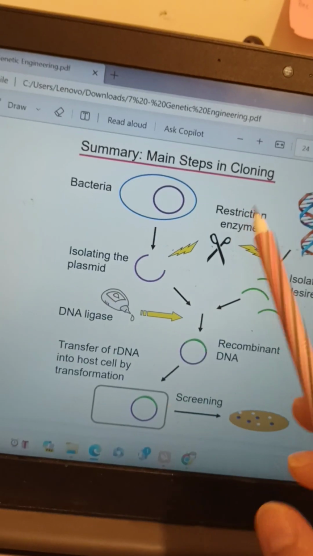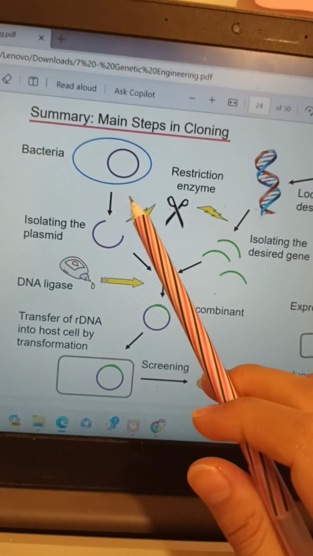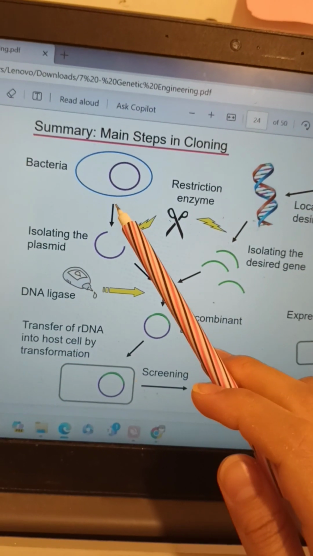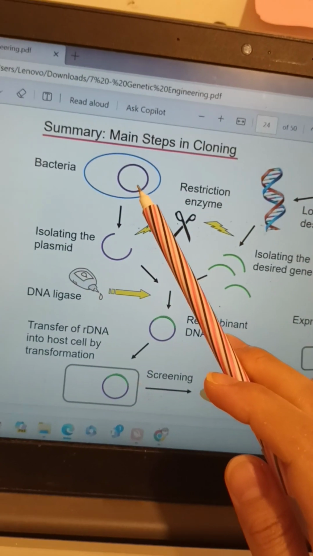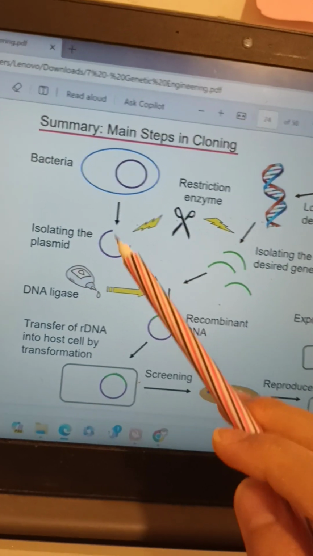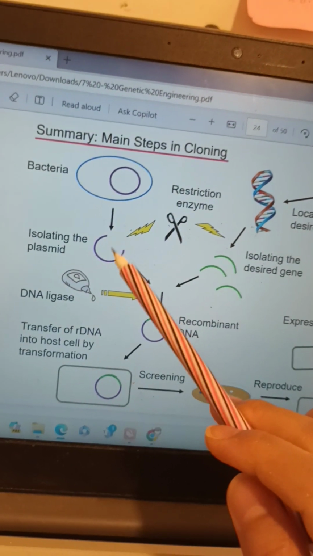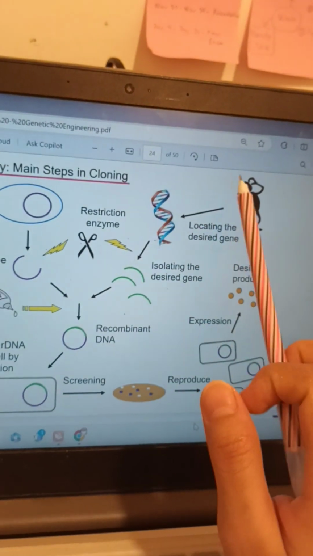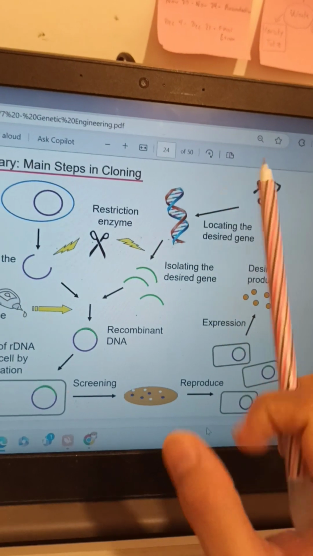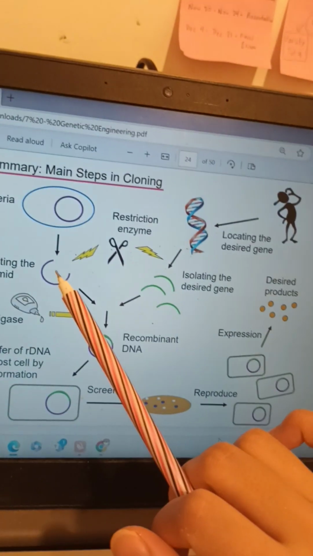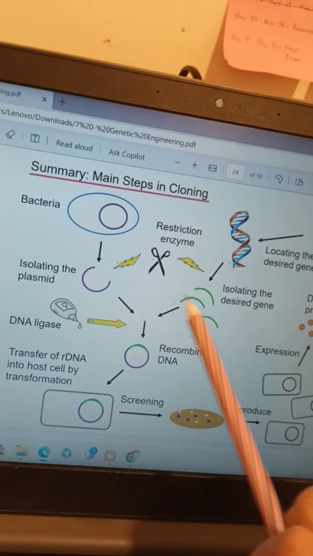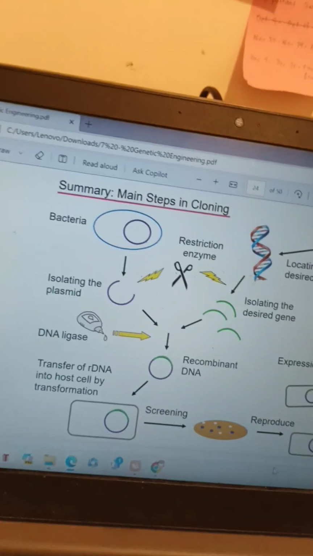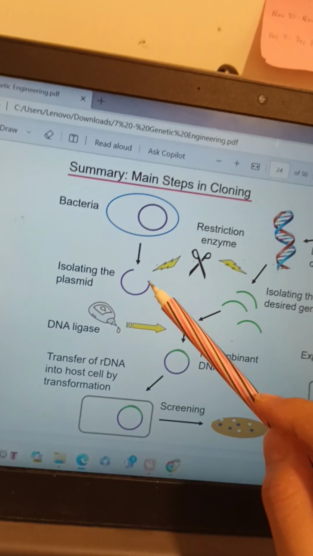All right, so first what we need is the vector. Vector is the DNA molecule of the bacteria that can accept a foreign DNA. So this is a vector. You can also say bacteria plasmid. All right, so this plasmid will accept the foreign DNA. So what is a foreign DNA? A foreign DNA is the DNA from the host cell. So DNA from the human body is called a foreign DNA for the vector, and then we are going to combine these two.